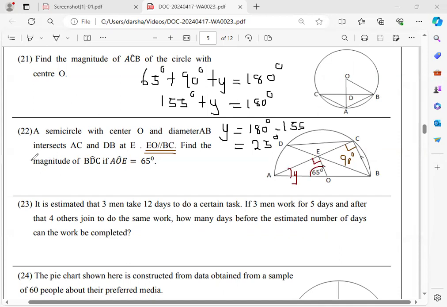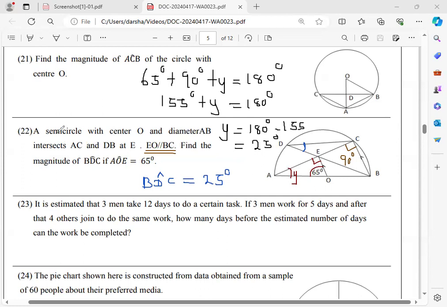So after finding that, okay, the question is BDC. BDC means this particular angle. Okay. BDC. Okay. So that is also equivalent to how much? That is also equivalent to 25 degrees. Therefore, we can tell the angle BDC is equal to what? That is 25 degrees. Okay.